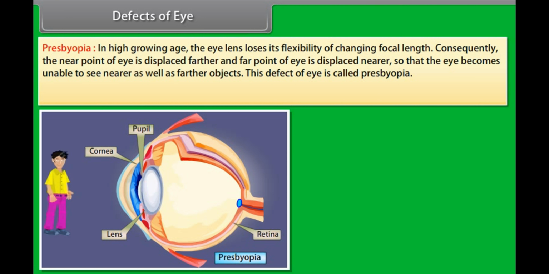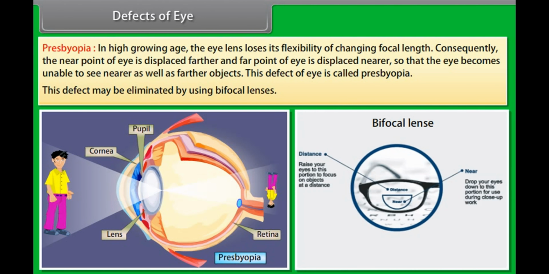Defects of eye. Presbyopia. In high growing age, the eye lens loses its flexibility of changing focal length. Consequently, the near point of the eye is displaced farther and the far point of the eye is displaced nearer, so that the eye becomes unable to see nearer as well as farther objects. This defect of the eye is called presbyopia. This defect may be eliminated by using bifocal lenses.